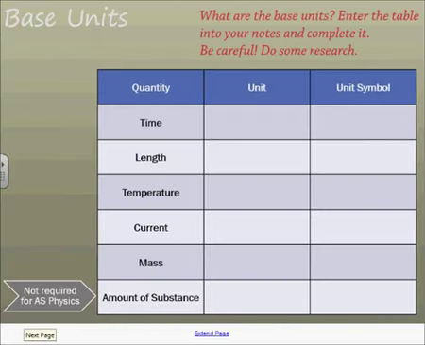Okay, and here's 6 of them. So time, length, temperature, current, and mass are all ones that we're going to use in physics a lot. Amount of substance you use in chemistry, it is not really used for AS physics.